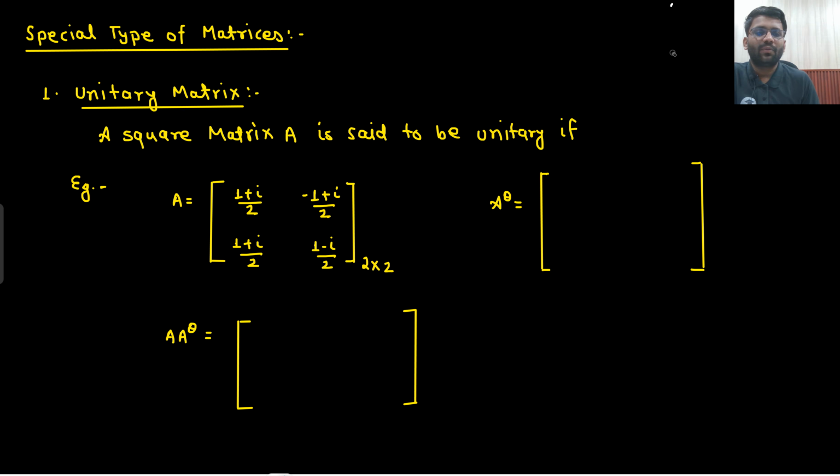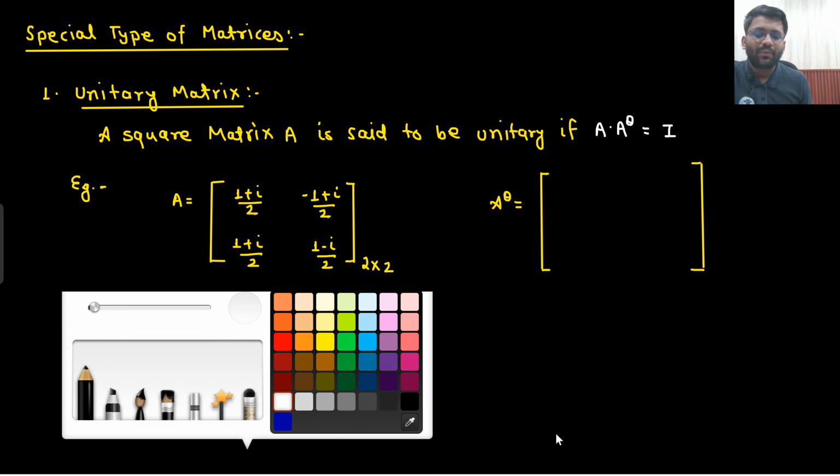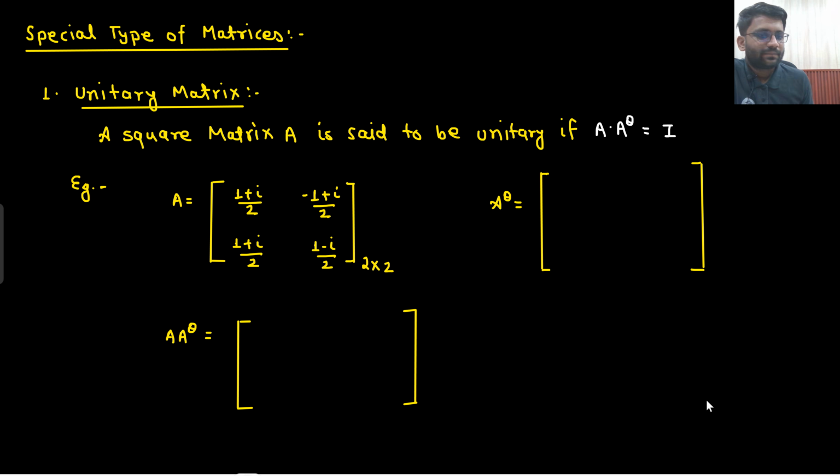So can you let me know what a unitary matrix is? A square matrix A is said to be a unitary matrix if A into A theta equals I. What was an orthogonal matrix? A into A transpose equals I. So similarly, your unitary matrix is A into A theta equals I. Right, very simple thing. A is given, can you find out A theta? What is A theta? Take the transpose and then the conjugate.